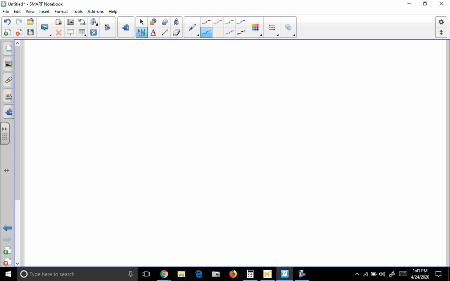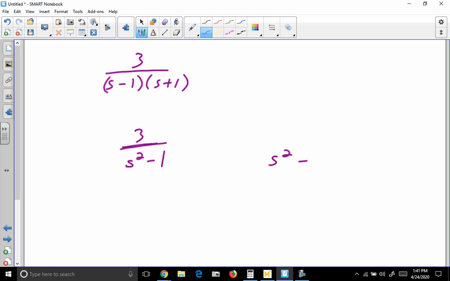Now, on some of our problems, we might have something where we had, let's say, an s minus 1, s plus 1 on bottom. Or we might call it, before we got to that point, an x squared minus 1. Well, we have a formula for s squared plus b squared, but we don't have a formula for s squared minus b squared. So, what will we do there?